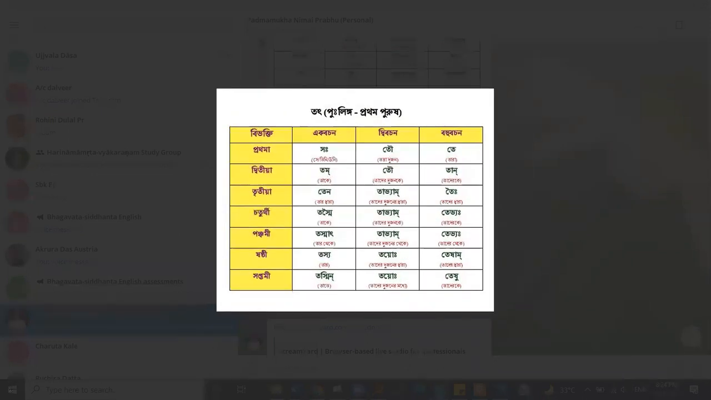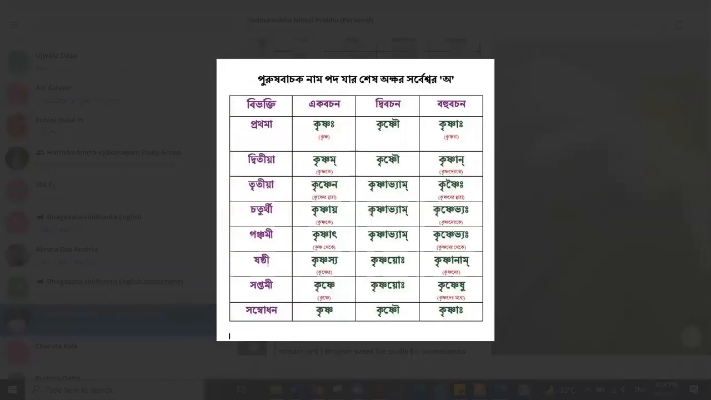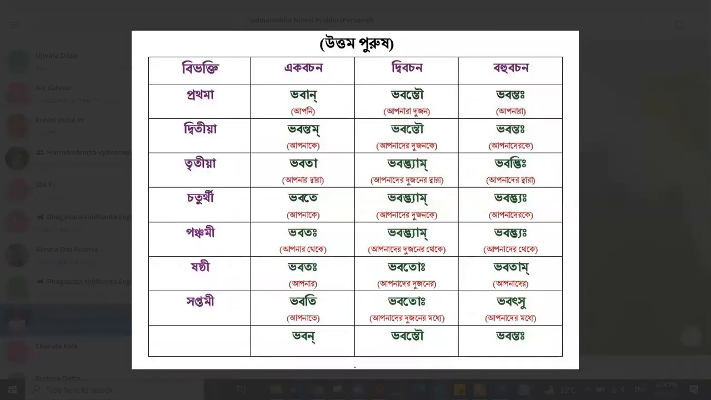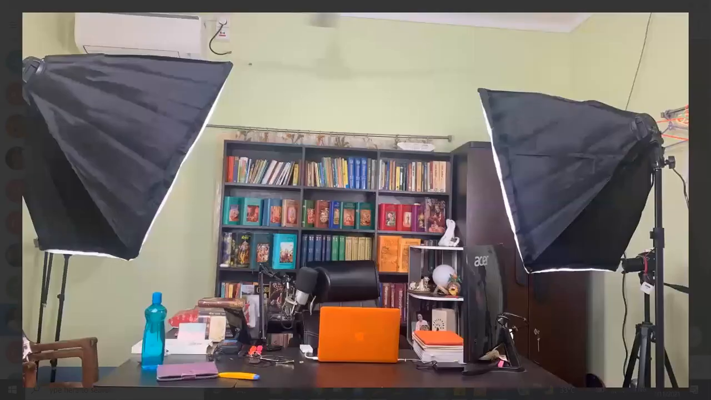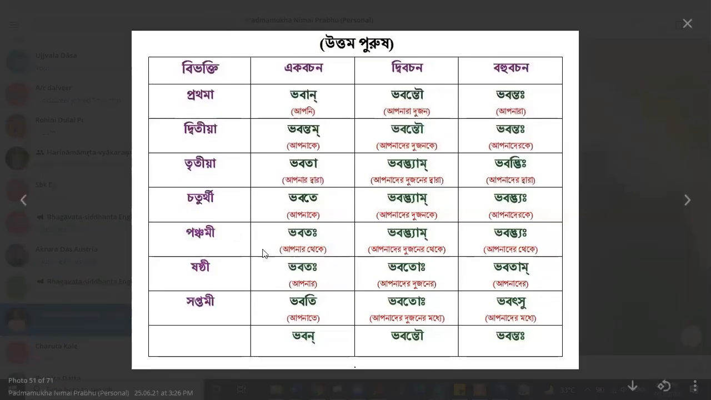I haven't done all of them yet. Okay, I'm just showing you something. Krishna, Krishna, Krishna. There are already many ready-made materials available, but when we make our own materials, first of all, it's our own. Secondly, when we put in extra effort, it sticks in our mind more. So like that, you can make tables.